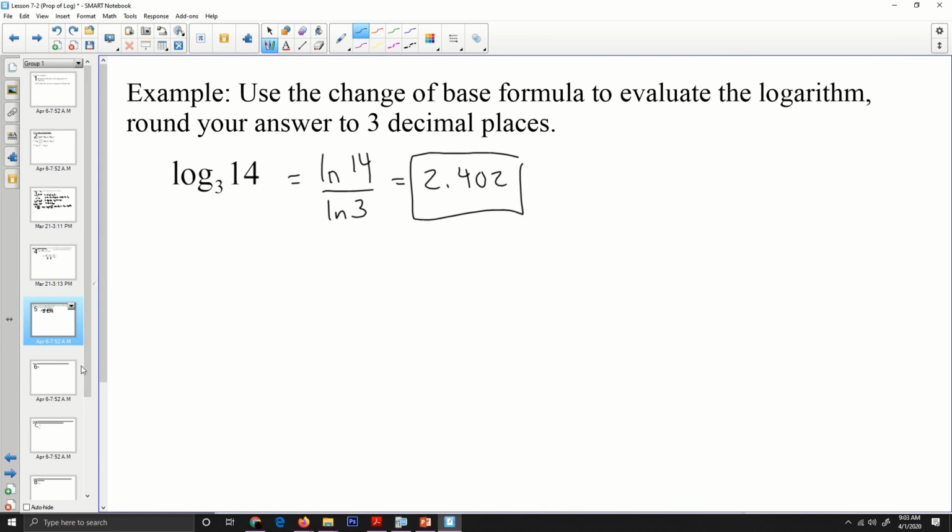All right. Now there is a graphing calculator that does log bases, and you could look that up if you wanted to, but just as easy. All right.